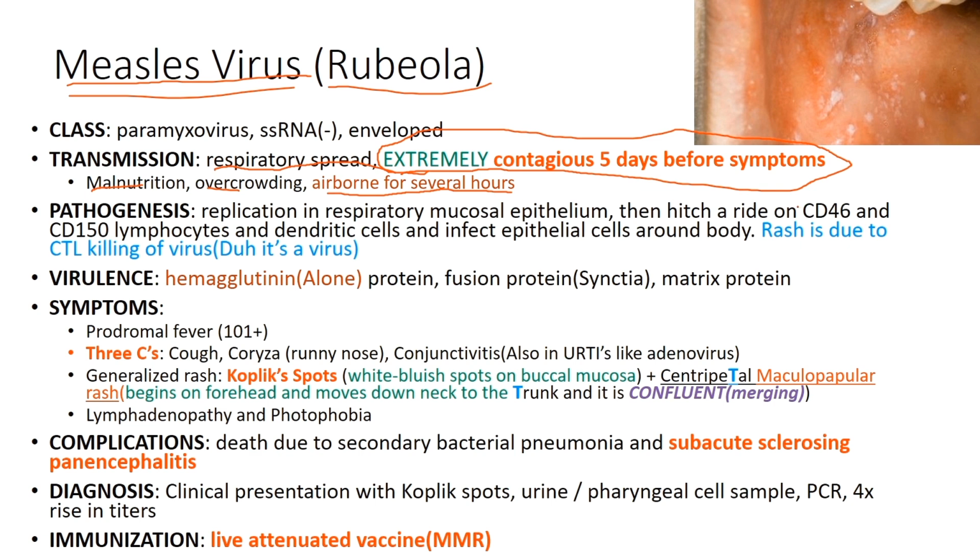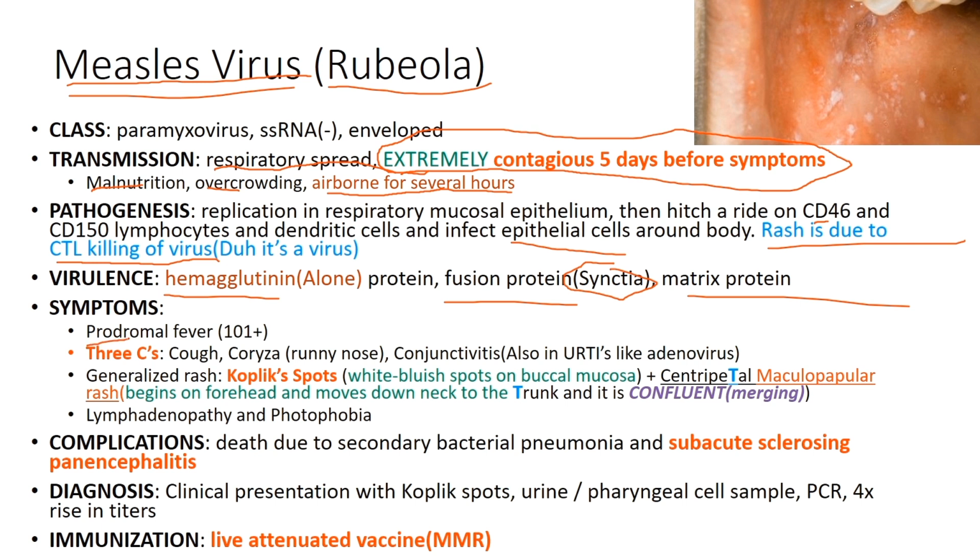So what it does is replicate in the mucosa of the respiratory epithelium. It hops onto your CD46 and CD150 lymphocytes and dendritic cells. It infects your epithelial cells around the body, and this is at the point where the rash kind of presents. Once it infects those cells, our CTLs come in and kill it, and that actually leads to the rash. As for virulence factors, it has hemagglutinin on it, and that's it. As far as its surface proteins, you need to know it has hemagglutinin, and that's it, okay? Inside of it, it has fusion proteins, which allow for syncytia formation, and the matrix protein is the thing that's holding the envelope to the nucleocapsid.